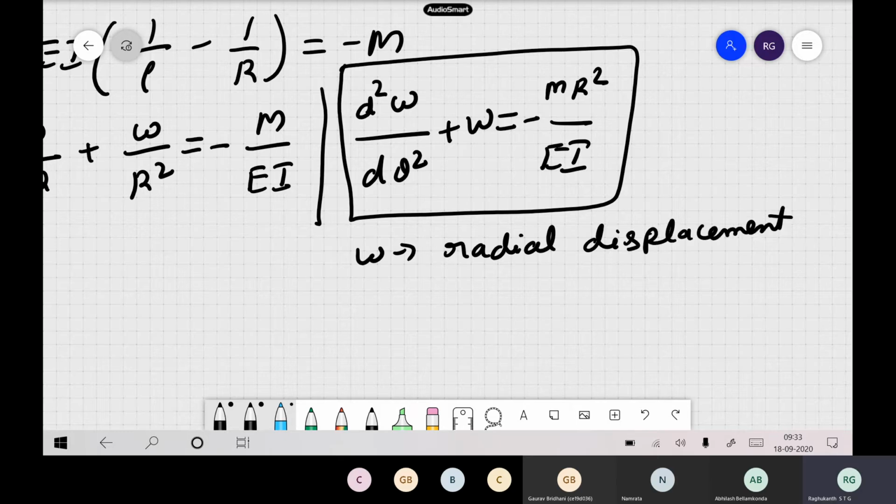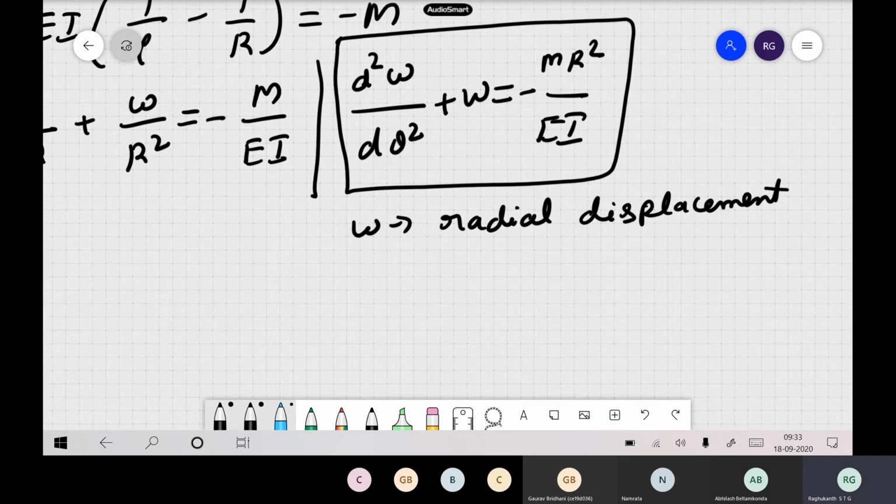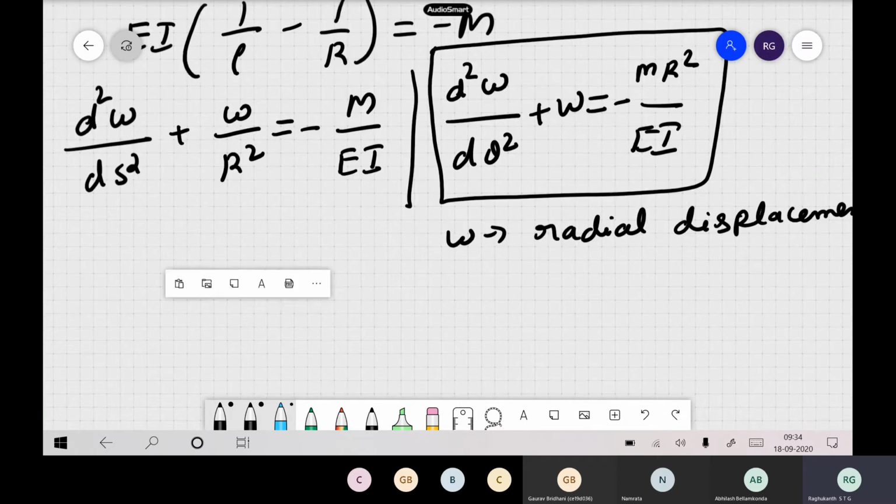So the radial displacement is given. Now r is the radius of curvature, so this is with respect to theta. This is our famous Bresse's equation, which you followed, that everybody uses for circular arches. Now suppose r is infinity, what happens to this equation?